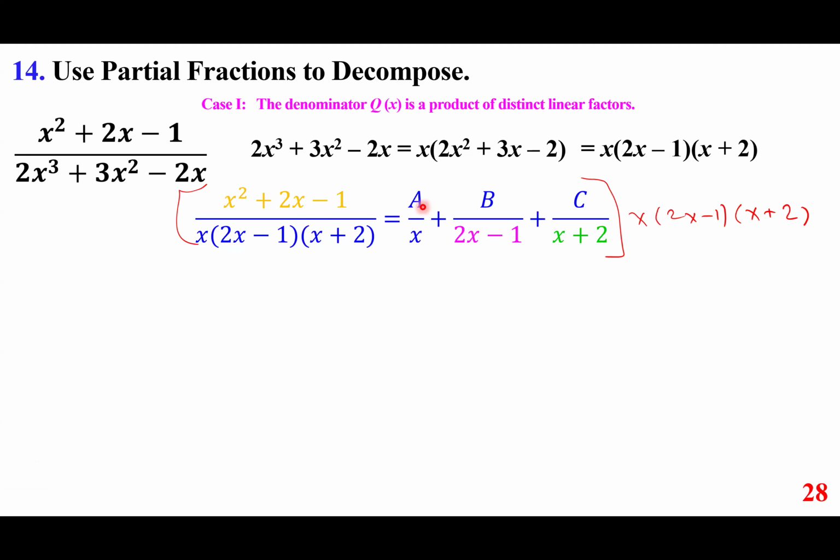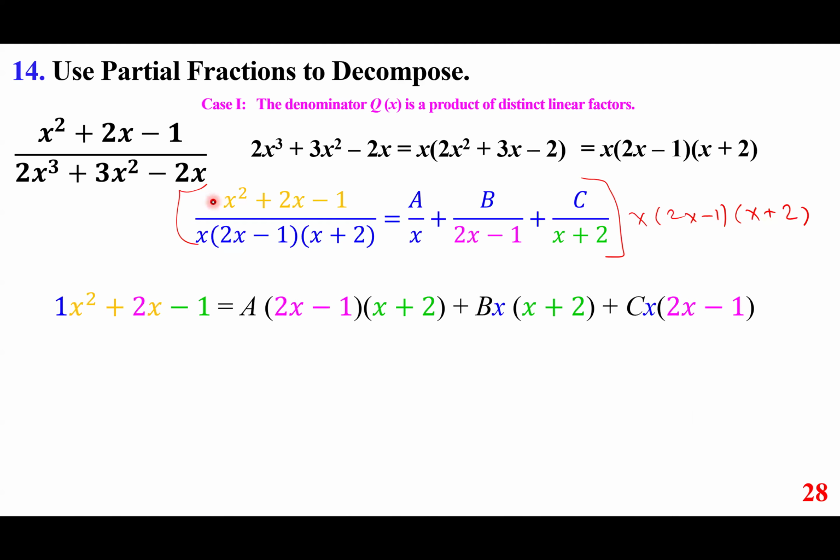The right side, this would be a times 2x minus 1 times x plus 2. This would be b times x plus 2. This would be c times x times 2x minus 1. And this one, I'm going to put a 1 in front of x squared. There's a reason for that. So one more time. Left side doesn't change, but I have 1, the coefficient of x squared. 2 is the coefficient of x. Minus 1 is the coefficient of a constant. This one is a times this 2, b times this 2 and c times this 2. I hope nobody has any problem with this basic concept.